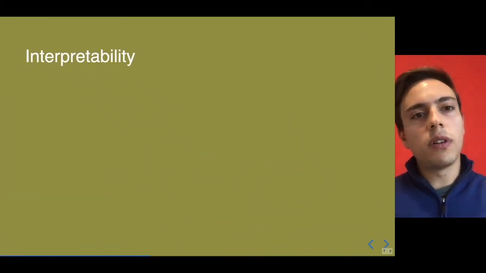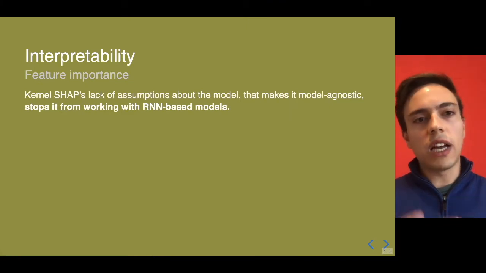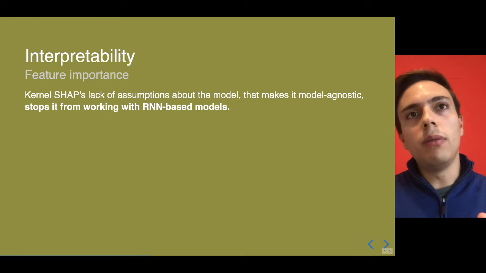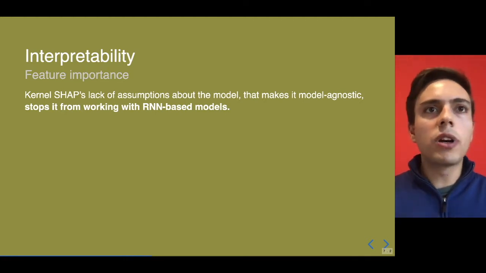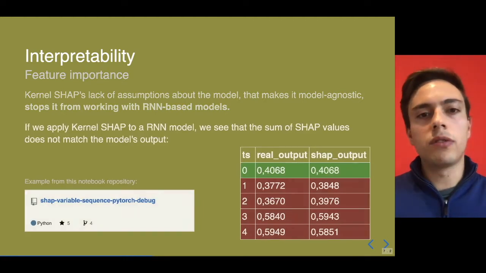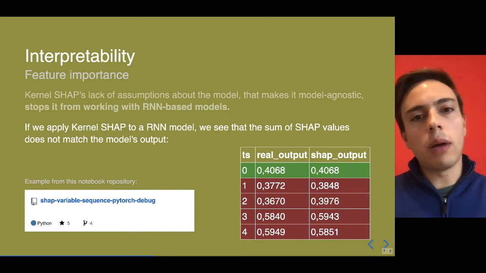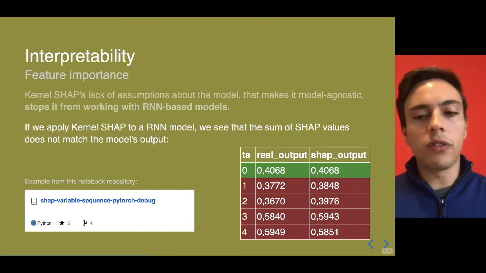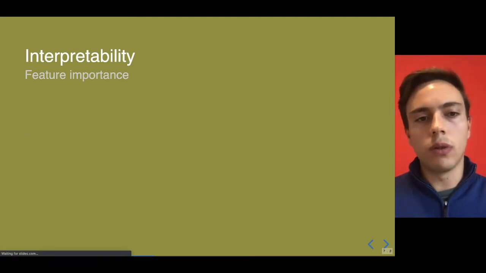In terms of interpretability, we see that kernel SHAP, its lack of assumptions on the model that allow it to be model agnostic, stops it from working with these RNN-based models. What happens is that when we apply SHAP to these recurrent models, the sum of SHAP values does not always match the model's output, which was what we want to have.